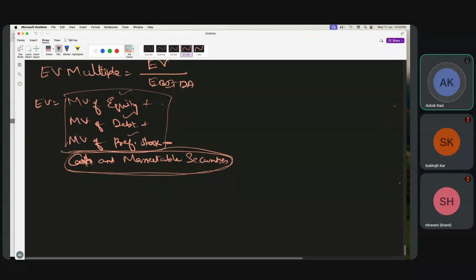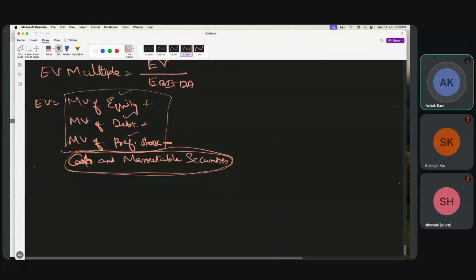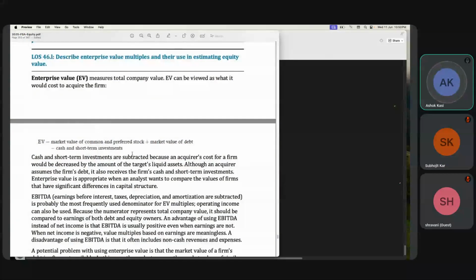Yeah, so this is the formula. Now let's look at this. See, if market value is not there, then we will take book value. Okay. If market value is not there, we will take book value. Remember, in any of this. So this is the formula.